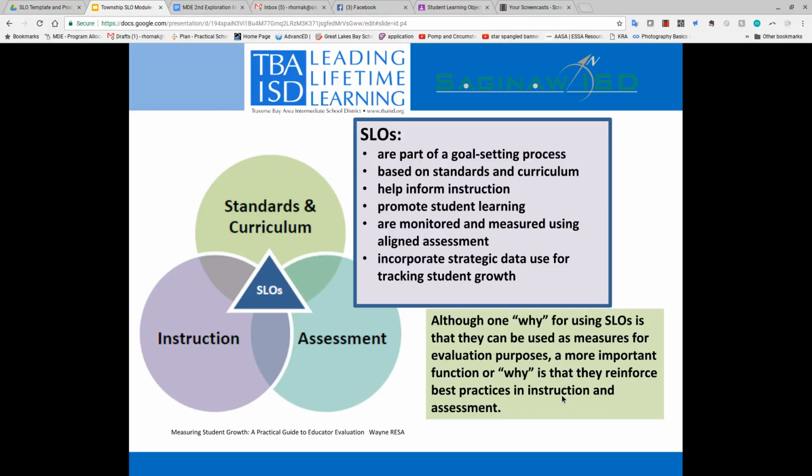So you have the standards and curriculum. Okay, so you have your power standards. You have your learning targets and the instruction going on that blends into assessment with pre, formative, and post. And in the middle of that, in that whole process, you can design student learning objectives.